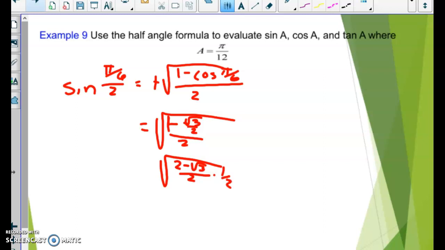times 1 over 2. Instead of dividing by 2, multiply by the reciprocal, which gives me 2 minus the square root of 3 all over the square root of 4, which I'm going to write as 2. And so that's my final answer.